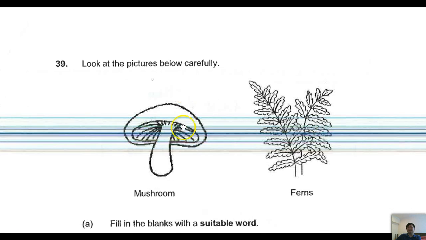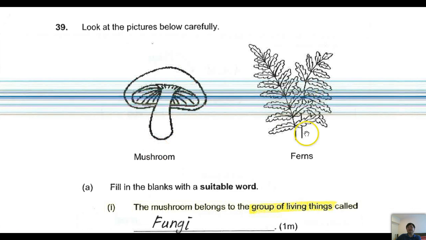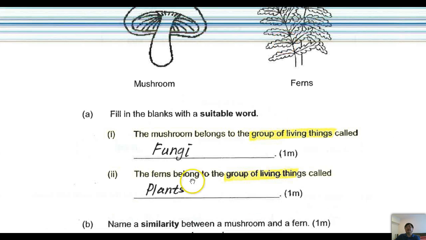Next. Okay, now mushroom, ferns. Mushrooms are fungi, okay, in general. Ferns, remember, are non-flowering plants. Some of you have forgotten how to classify this. Okay, non-flowering plant or just plant, comparing at the same level. This is fungi, this is plant. Okay, so fungi and plant.